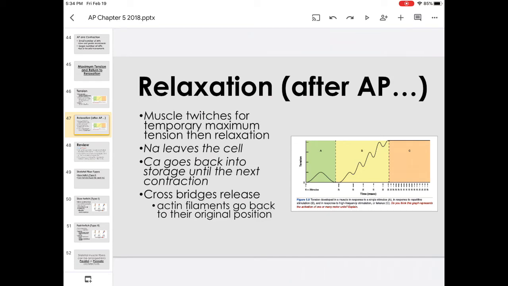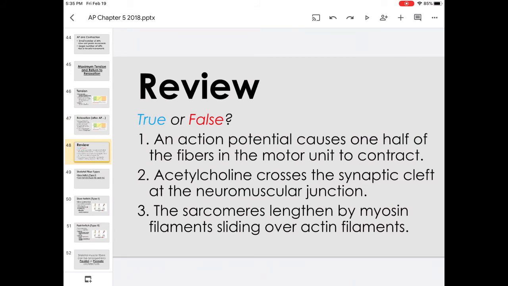So, step one, I'm going to say it again. When you have relaxation after an action potential, you're going to develop twitches in the muscle to get the maximum amount of tension, and it's going to be brief. And then your muscle is going to go back into a relaxing stage. Some chemicals are going to be released for this to happen: sodium ions are going to leave the cell, and calciums are going to return to their storage until the next contraction. The myosin heads and the actin filaments detach, and they return to their original shape.